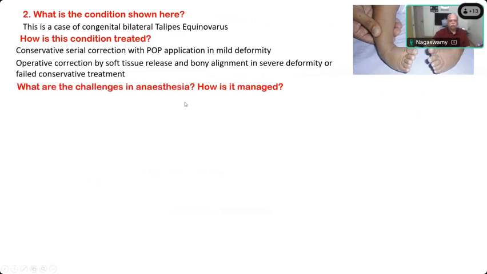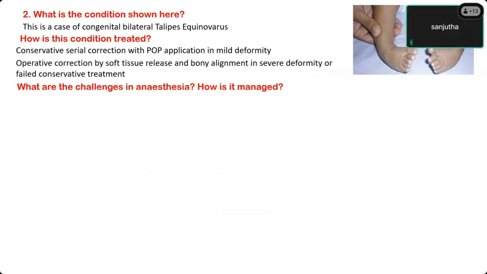What are the challenges in anesthesia? How is it managed? Supposing a 9-month-old baby is posted for open repair of congenital talipes equinovarus with soft tissue release and K-wire fixation of the talonavicular joint. If that is the plan, what are the challenges in the anesthesia?